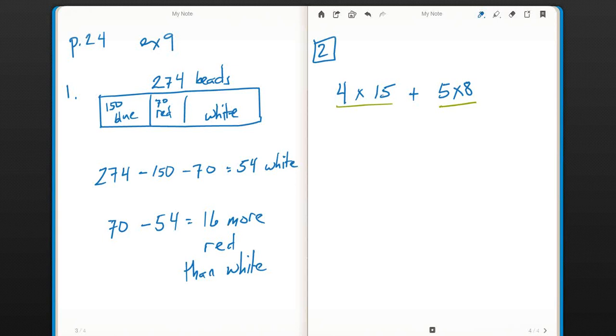When you do 4 times 15, remember that you're doubling the number and then doubling that again. That's multiplying by 4. And so you can do 4 times 15 would be 30 times 2, or that would be 60. 5 times 8 is 40, and altogether Matthew spent $100 on tickets.